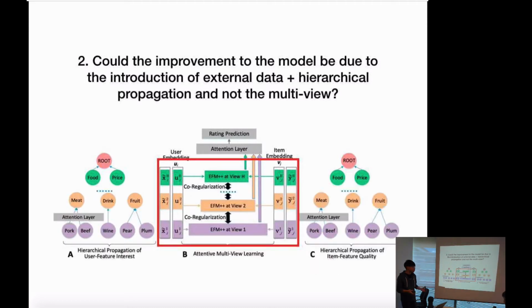Could the improvement of the model, so number 2, be due to the introduction of external data, which is the Microsoft graph, and also the hierarchical propagation, and not the multi-view itself? So what if we just put EFM here with your hierarchical axis, but using one EFM to predict the rating? Will we still have the same results? Maybe this hierarchical thing doesn't even work at all because they didn't test it.